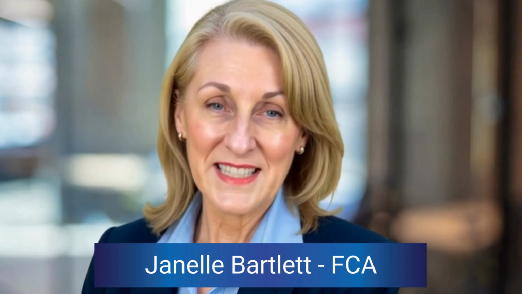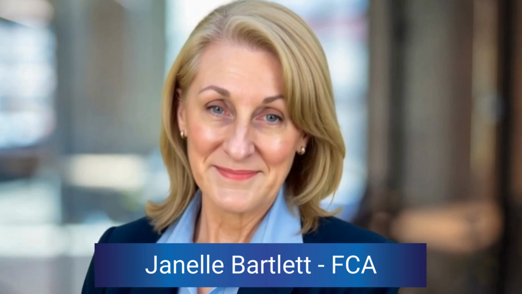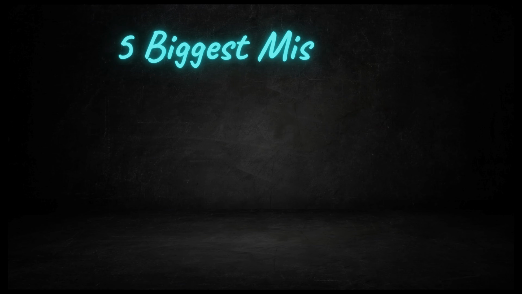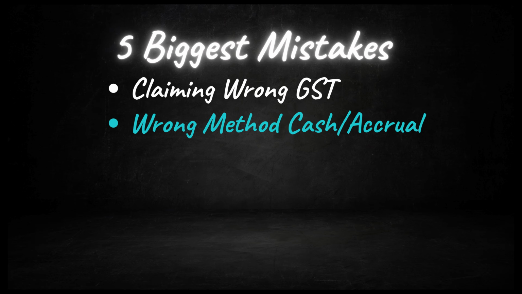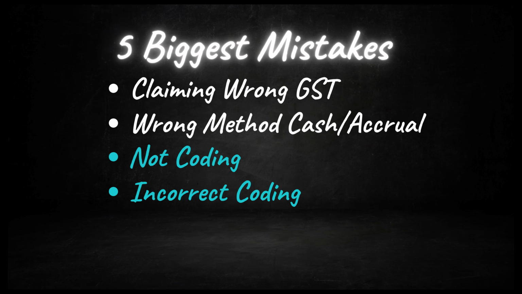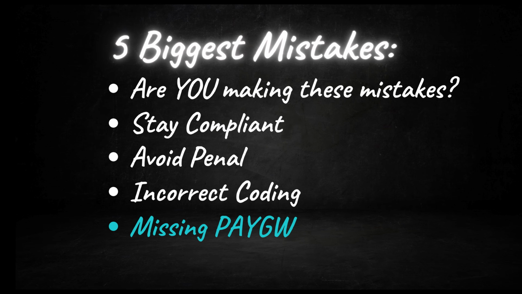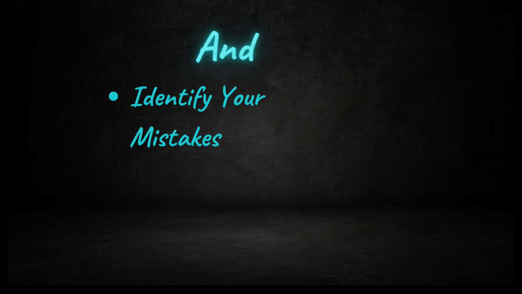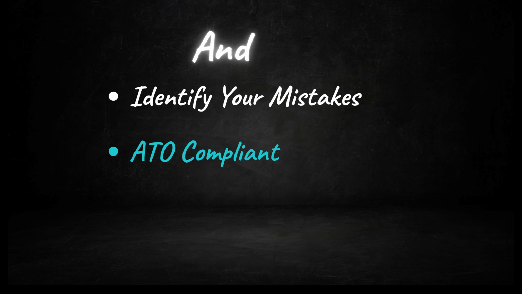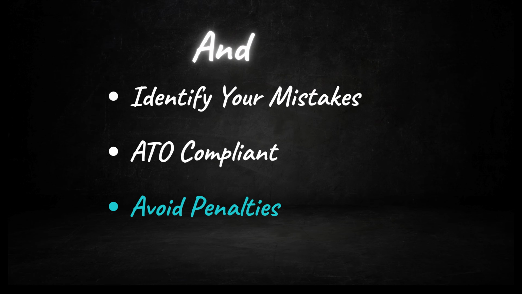But before we jump into the details, here's what we're going to cover. You'll learn the 5 biggest BAS mistakes that I see all the time in small business. Things like claiming the wrong GST, using the wrong accounting method, coding expenses incorrectly, and not reporting employee tax withholding. You'll also learn how to identify if you're making those mistakes, how to stay on the ATO's good side, and how to avoid nasty surprises like penalties and interest.